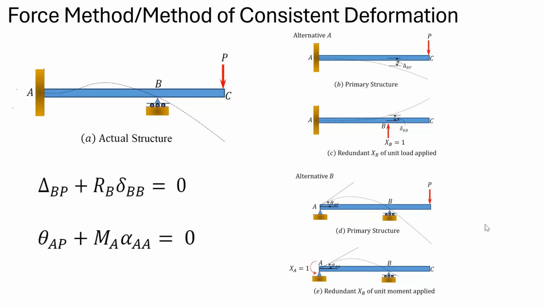So there will be the displacement delta BP. BP means what? The displacement at B because of the point load P. B, first B where?